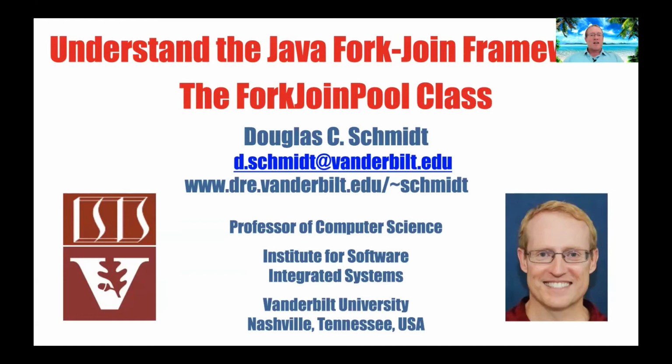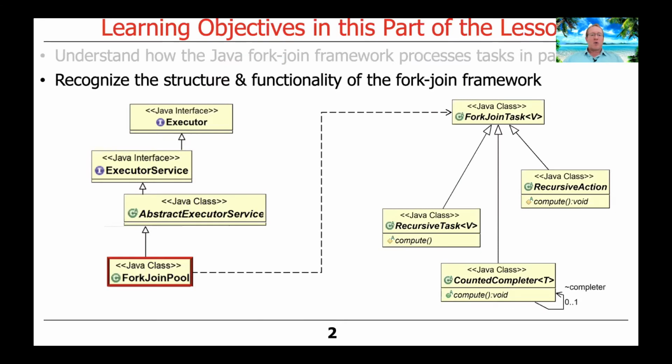So now that we've talked a little bit about the fork join framework in general, it's time to start taking a look at some of its key constituent components, beginning with the Java ForkJoinPool class. And we're going to talk about all the different parts of the fork join framework eventually. And as you can see, there's lots of different moving parts. But let's start off with the fork join pool.